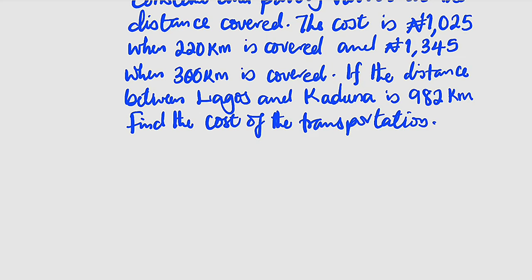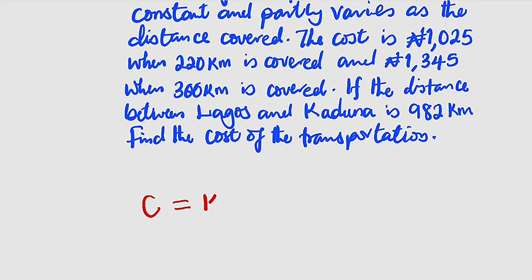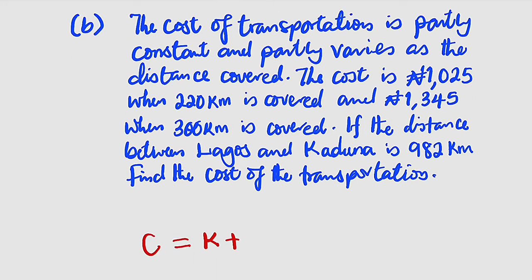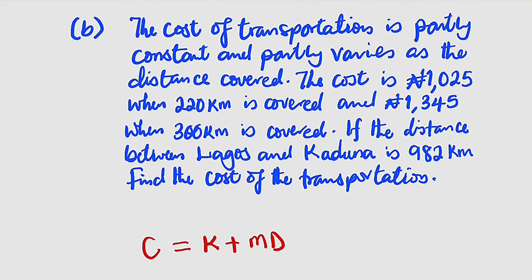All right, let me use C for the cost. It is partly constant, so let me use K as that constant. And it partly varies as the distance covered, so let me use D for the distance. We have to attach a constant multiple, so let me call that constant multiple M. Then D, that is the distance. So this is the formula: C equals K plus M times D. Let us substitute the two pieces of information given to us.